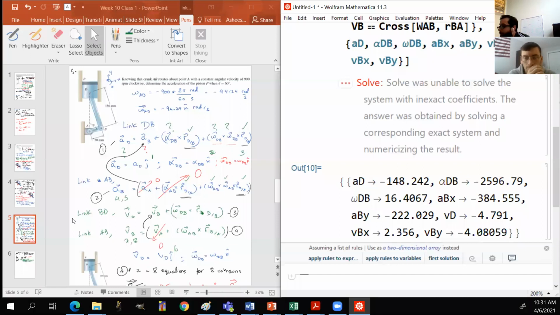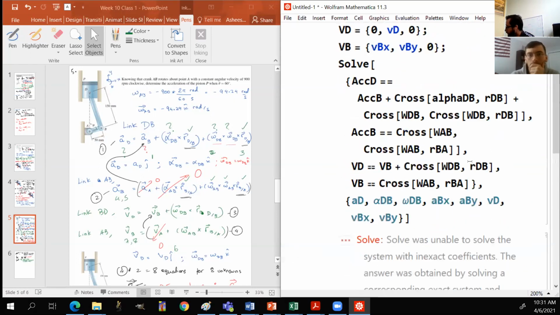All right. Any questions, guys? The main takeaway point from Mathematica is that this is how you do the triple product, right? You have to do cross of whatever it is, then cross of the other thing, right? You're going from left to right.